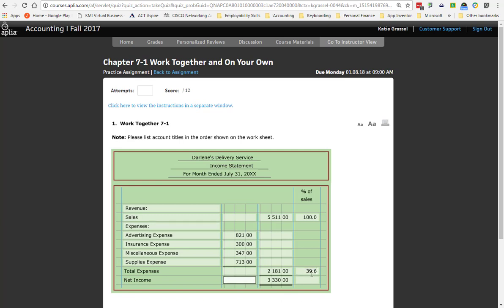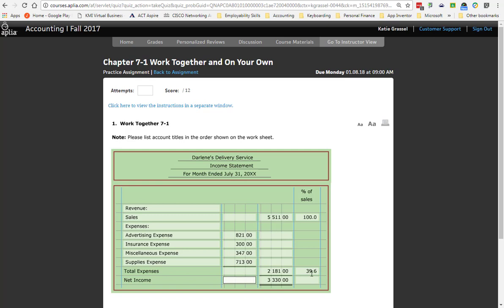What does that number mean? Okay, for every dollar that Darlene's delivery service brings in, 39.6 cents goes to expenses. That's pretty much what we're taking a look at. Instead of looking at it in thousands or in hundreds of thousands or millions of dollars, this puts it in a way that's easy for us to understand. So some businesses, when you look at it, their percent of sales number might be very high, meaning for every dollar they bring in, they have to spend a lot of it to cover some expenses.